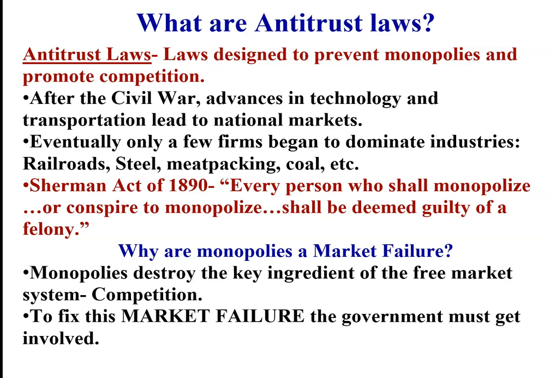The Sherman Antitrust Act of 1890 held that every person who shall monopolize or conspire to monopolize shall be deemed guilty of a felony. Why are monopolies a market failure? They destroy the key ingredient of the free market system, and that's competition. So to fix this, the government must get involved.